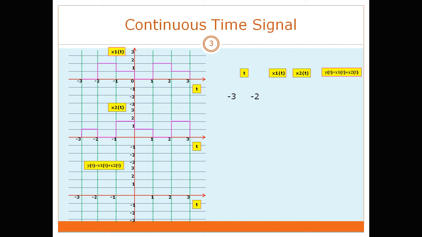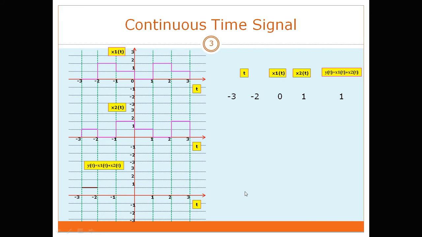From -3 to -2 the value of x1 of t is 0, and from -3 to -2 the value of x2 of t is 1. If we add both of them, the final value will be 1. You can observe the same thing in the graph, y of t is equal to x1 of t plus x2 of t. It is visible in the third graph.